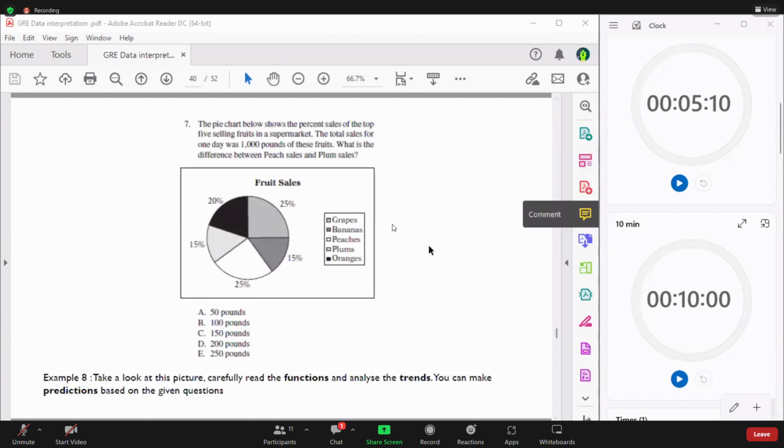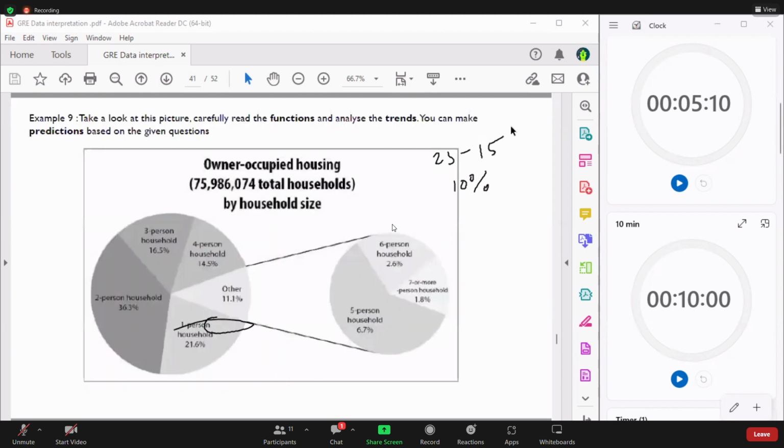Take a look at this picture. The pie chart below shows the percent sales of the top 5 selling fruits in a supermarket. Total sales for one day was 1,000 pounds. What is the difference between peach sales and plum sales? So peach sales are this one, plum sales I think are this one. You calculate the difference between the percentages, that is 10% difference between the two. 10% of 1,000 is 100. So 100 pounds difference.